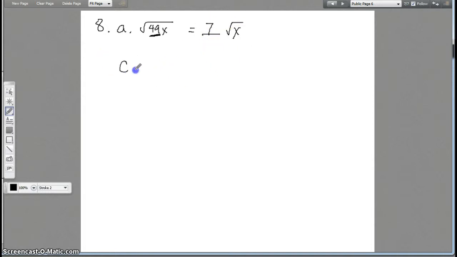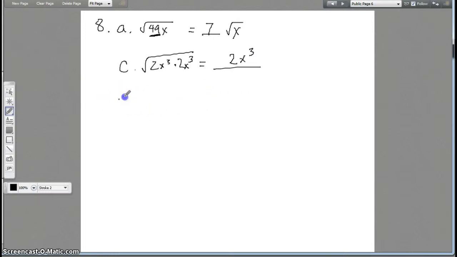Let's skip down to part C. Part C, we have the square root of 2x cubed times 2x cubed. And that equals blank. Okay, if you look at this 2x cubed times 2x cubed, that means that what we have is the quantity 2x cubed, all of it squared. And when you take the square root of a square, you end up with your original number. So what we have is 2x cubed.